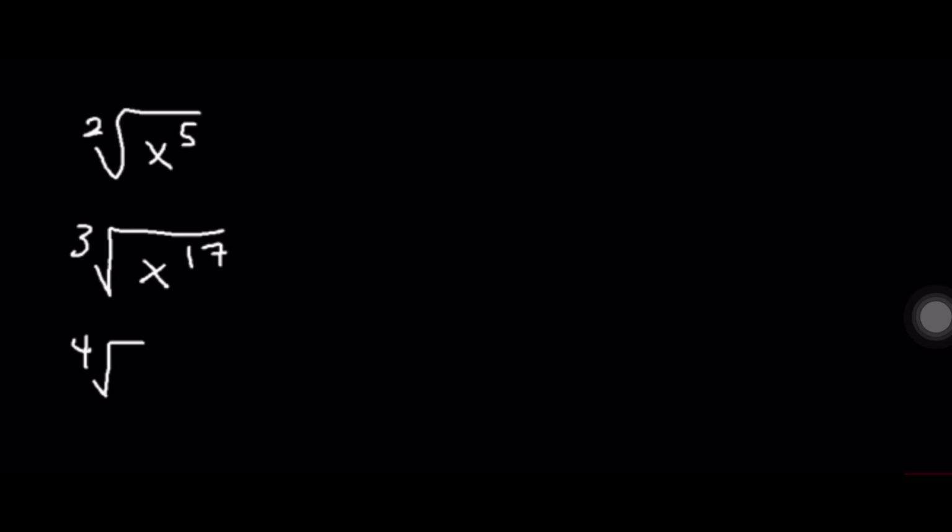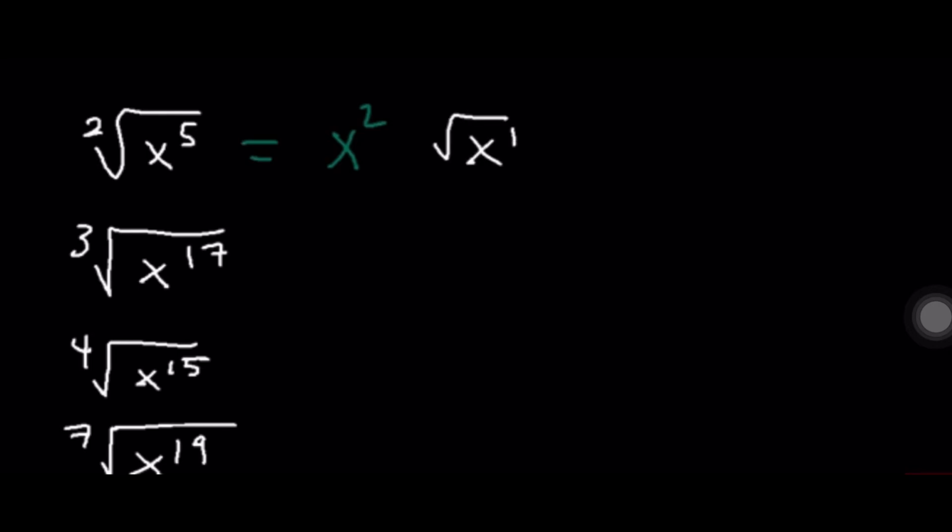So using what you know, go ahead and try these practice problems. Find the square root of x to the 5th, the cube root of x to the 17th, the fourth root of x to the 15th, and the seventh root of x to the 19th. So let's begin. How many times does 2 go into 5? 2 goes into 5 2 times, because 2 times 2 is 4. And 5 minus 4 is 1, so the remainder is 1.